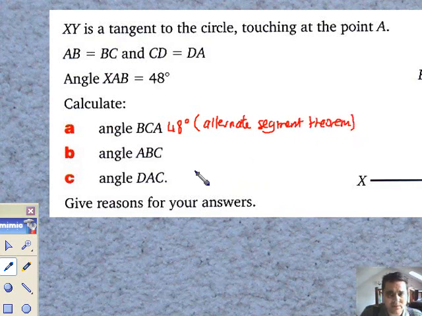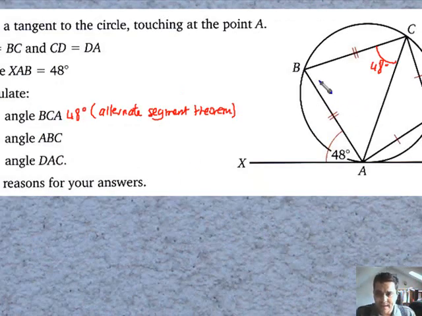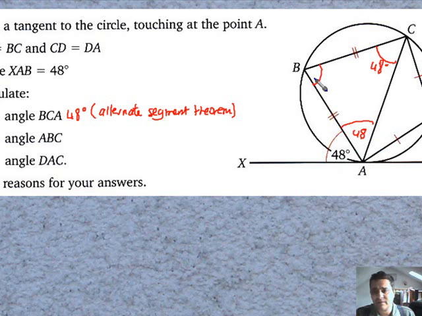I don't know why I'm writing that, I'll just say it, can't I? Now, angle ABC. Very straightforward. I've got an isosceles triangle now. If that's 48, then guess what? That is also 48 degrees. Isosceles. The two base angles are 48.